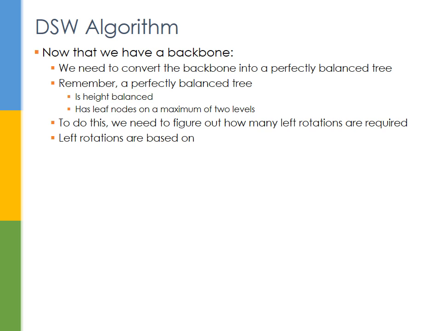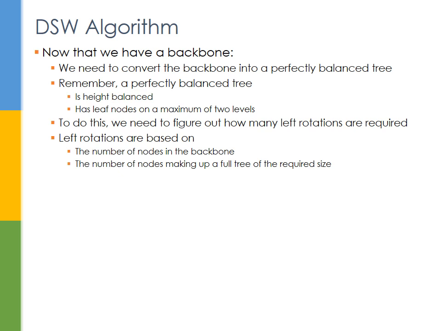So the number of left rotations that are performed are based on the number of nodes contained in the backbone, in other words, the number of nodes in the entire tree, and also the number of nodes making up a full tree of the required size. And then possibly some additional overflow nodes, which will then be leaf nodes on the next level of the tree.